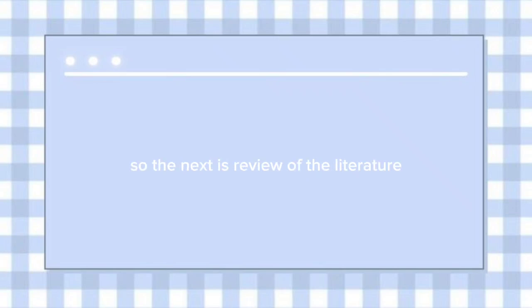So the next is the review of the literature. The key skill is to provide the reader with just the right amount of literature regarding the sequence of events leading up to the current situation, not too much to make it tedious, nor too little so that the contents of your research are not meaningful to them.